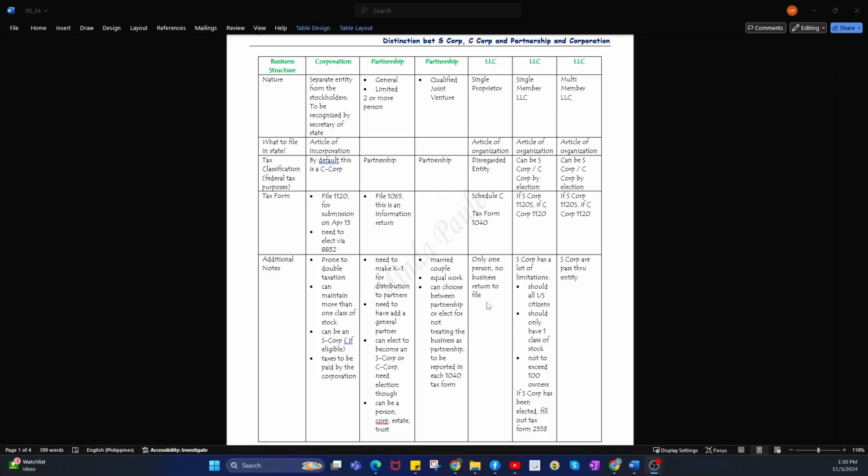As the word suggests, for single proprietor, only one person. This is only composed of one person, and there is no business return to file. So the only thing that you have to file is the tax form 1040, which is an individual tax form, and you have to attach your Schedule C.